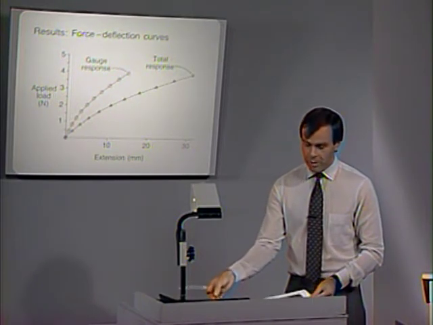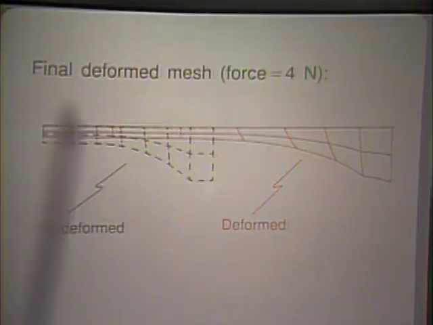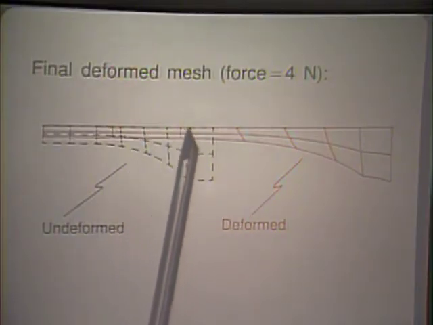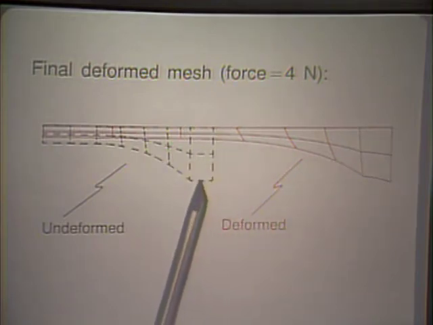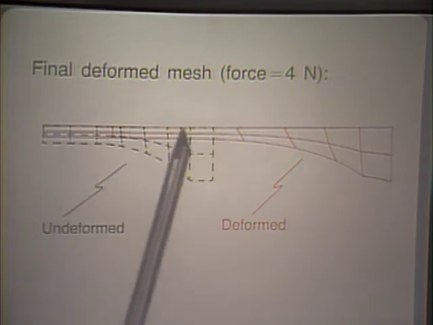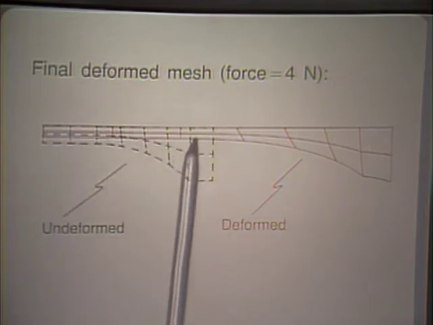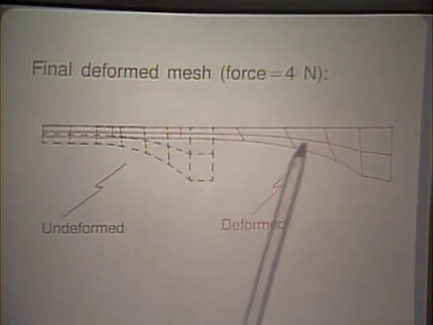The deformed mesh is shown on the next view graph here. At the force of 4 Newton, we have this deformed mesh here, shown in red. And notice here we have the undeformed mesh in dashed black line. Notice that the displacements are large and the strains certainly are very large in this problem.